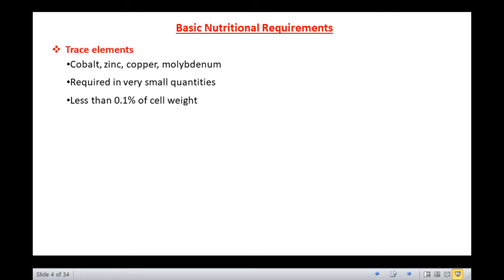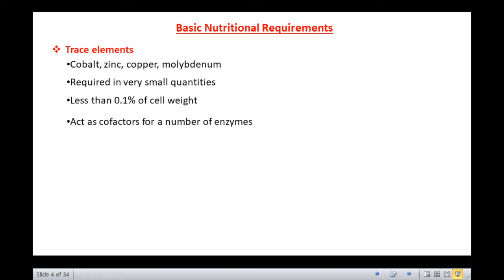The requirement of the trace elements may differ from species to species and depends mainly on the metabolic activities of the cell. These trace elements mainly act as cofactors for a number of enzymes.